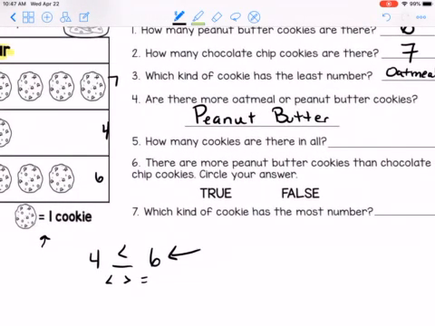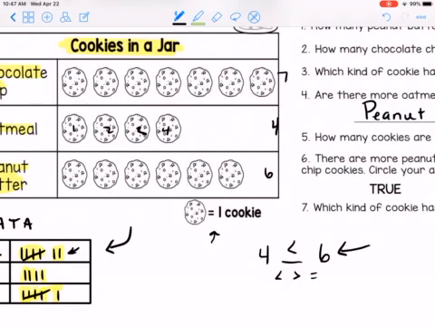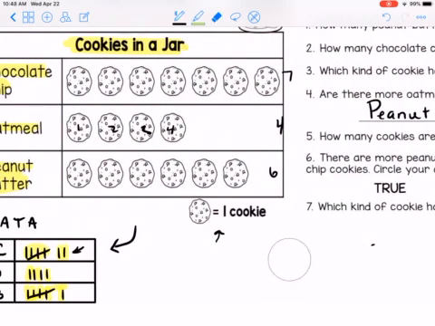Number 5, how many cookies are there in all? Now I'm going to show you a couple of different ways that we could do this. The easiest way, I think, would just be to count. We're just going to count them up. 1, 2, 3, 4, 5, 6, 7, 8, 9, 10, 11, 12, 13, 14, 15, 16, 17. So one strategy, you could count.